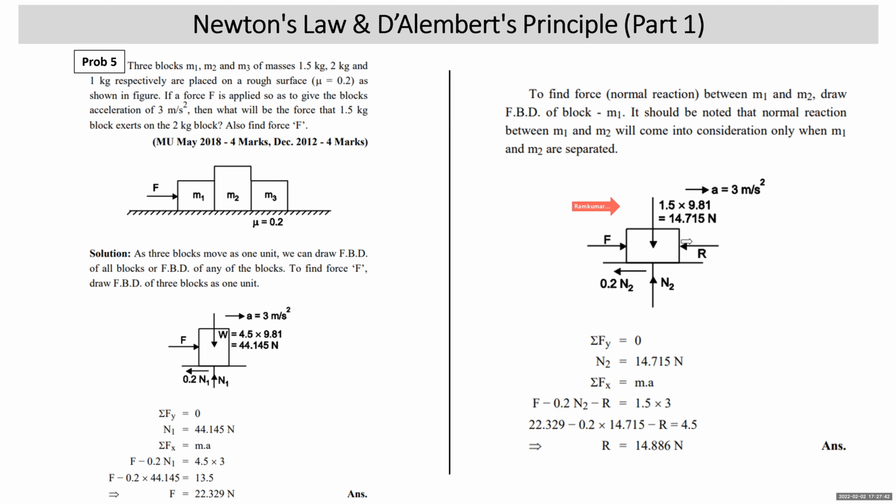Sigma Fx is equal to Ma. We'll take F as positive. F minus R minus 0.2 N2 is equal to M into a, that is 1.5 into 3. Put the value of N2 into it. R is unknown, and if you solve the equation, you get the value of R as 14.886. We could have gotten the value of R by considering the free body diagram of blocks M2 and M3 as 1 unit.